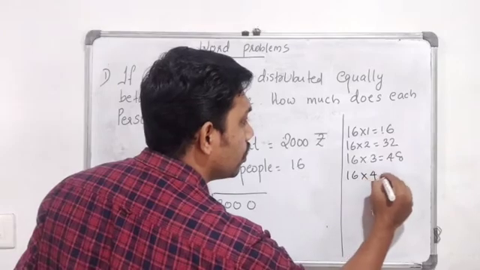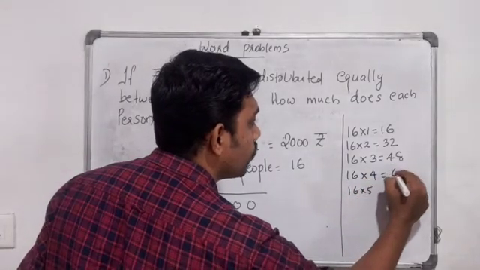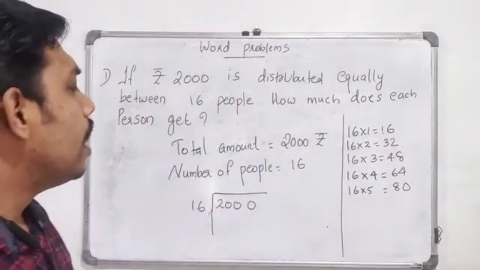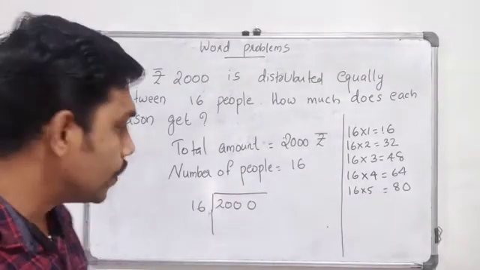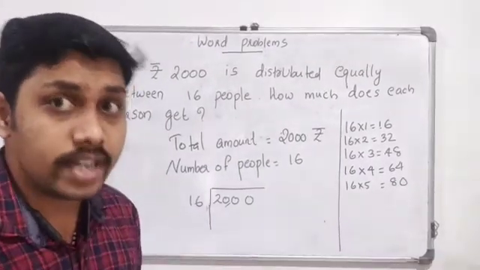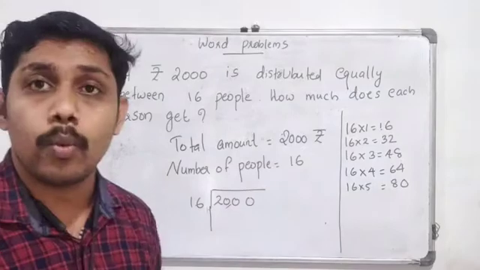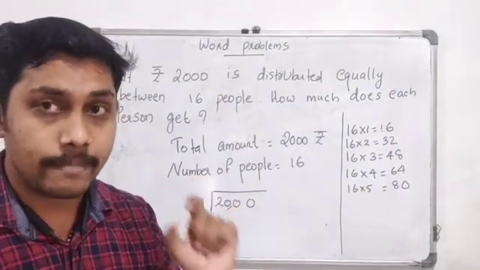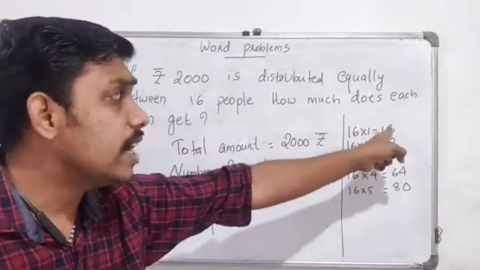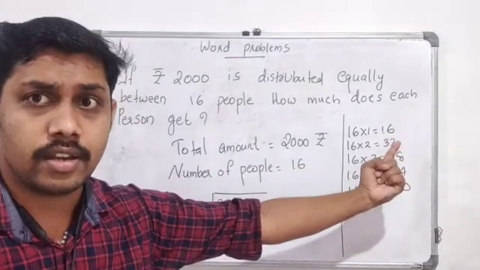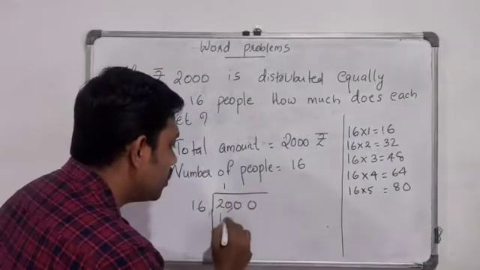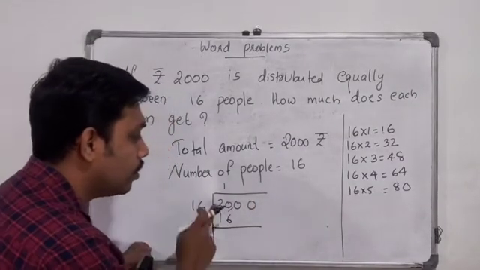16 into 4 is 64, and 16 into 5 is 80. Okay, let's stop here. Now we need to divide the number. First we take the first two digits, that is 20. In 20, how many 16s? Only one 16. We need the multiple of 16 which is less than or equal to 20. Less than 20 is 16, isn't it? Equal to 20, there is no number. So 1 time. 1 16 is 16, so we subtract 20 minus 16.